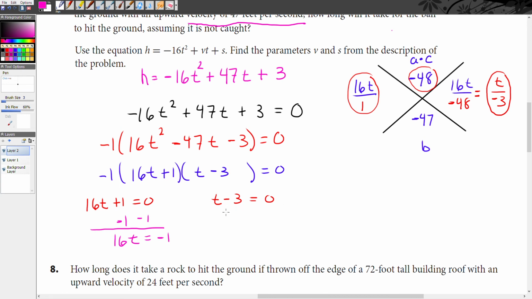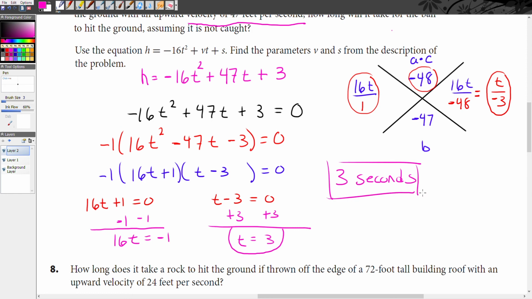On this side, I have t minus 3 equals 0. When I add 3 to both sides, I get t equals 3. So this is the answer that's going to make sense, because this is a positive amount of time. So my answer is that it takes 3 seconds for the ball to hit the ground.